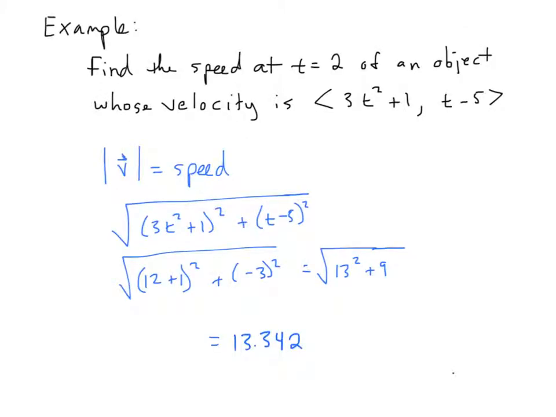Alright, so for this example, we're trying to find the speed at t equals 2 of an object whose velocity is this and this. The first one is our dx/dt, and the second one is dy/dt. And remember, speed is the absolute value of velocity, and when we find the absolute value of velocity, we do the Pythagorean theorem, essentially. So we plug in our x, we plug in our y, and then they tell us that this is at t equals 2, so we plug in 2 to get 13 squared and negative 3 squared, which is 9.